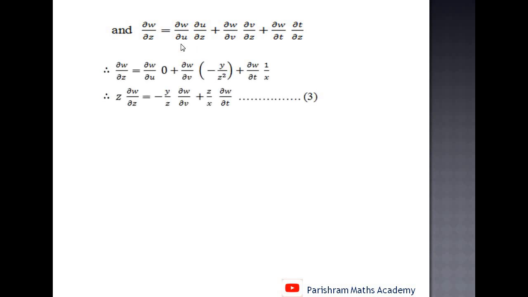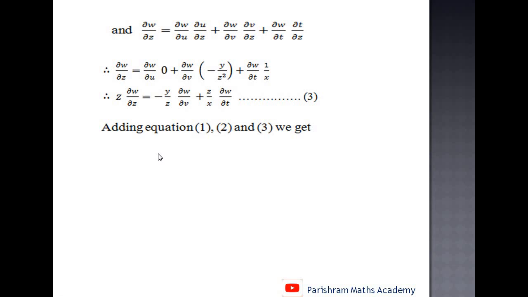Then putting the values, we get ∂w/∂u into the derivative of u with respect to z, which is 0, plus ∂w/∂v into the derivative of v with respect to z, which is minus y upon z square, plus ∂w/∂t into the derivative of t with respect to z, which is 1 upon x. Simplify. By multiplying by z, we get z ∂w/∂z equal to the first term 0, minus y upon z into ∂w/∂v, plus z upon x into ∂w/∂t. This is equation number 3.